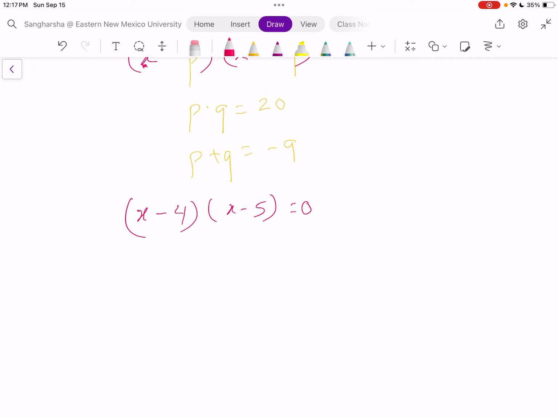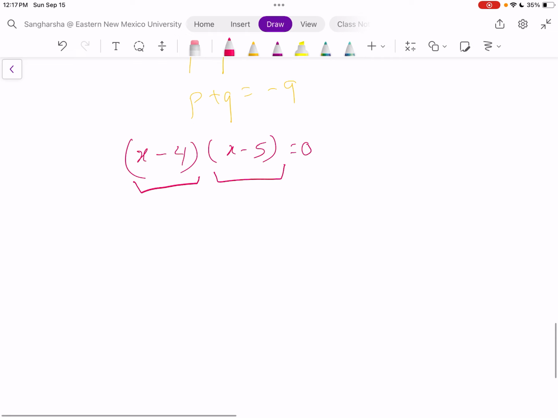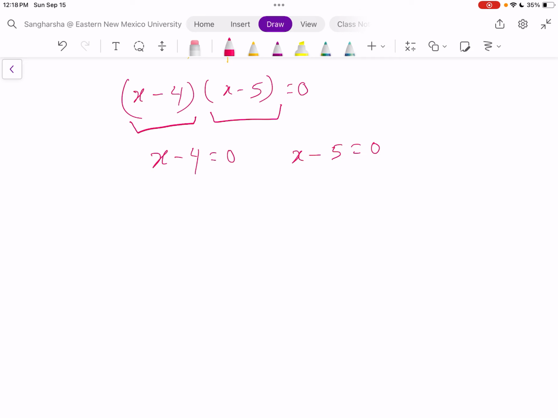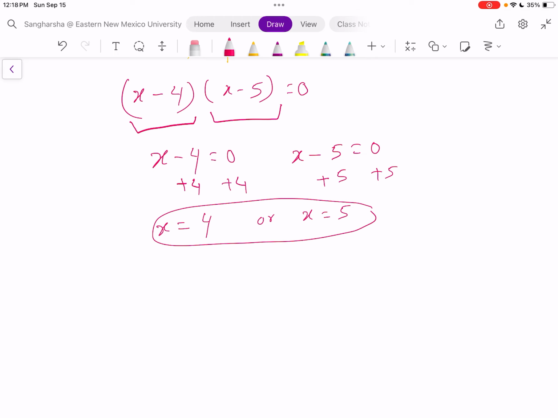So we use FOIL method to factorize this quadratic trinomial with a coefficient of the square term 1. Once you factorize completely, this is the complete factorization. So we have two factors, and we set each of these factors equal to 0. So we set x minus 4 equals 0, and x minus 5 equals 0. Once you factorize completely, you write each factor equal to 0. Now we solve this linear equation, and we know how to solve this. So our x is 4 or x is 5, and these two are the solutions for this quadratic equation.